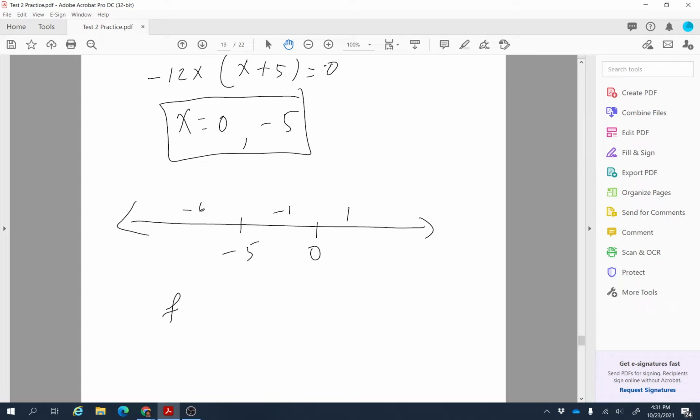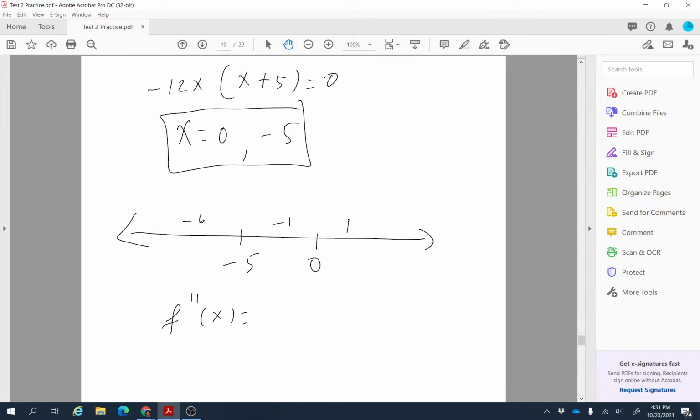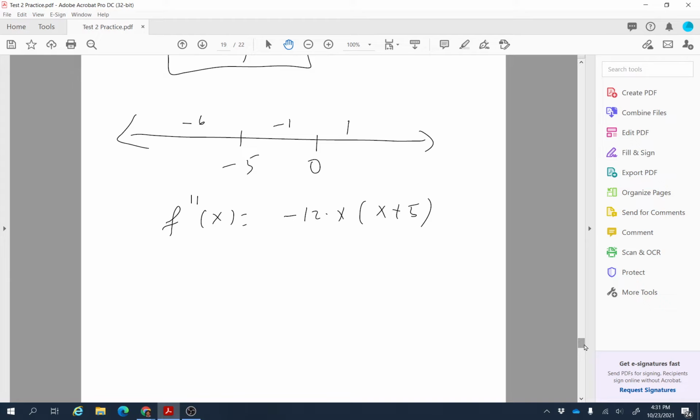And then the second derivative is, if you go up, -12 times x plus 5. So if you try to find the value of the second derivative at -6, it will be negative, because -12 times (-6 plus 5)... is 72, and -1, which is -72, which is negative. So here the second derivative is negative, so that means concave down.